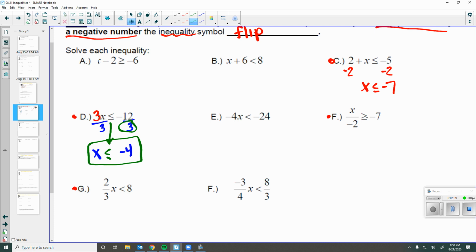Then over here for F, it's x divided by -2. So to undo that, we're going to multiply by -2 on each side, which means we have x, and then -7 times -2 is +14. And this time we multiplied by -2. That's the negative that makes a difference. So our symbol is going to flip sides.